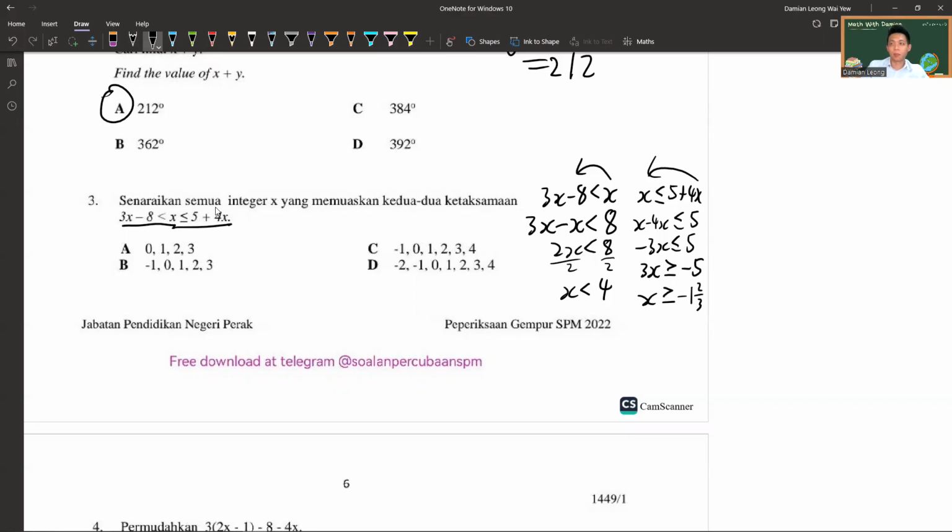So x more than this, less than this. x more than negative 1, 2 over 3 means it can be negative 1, can be 0, can be 1, 2, 3. It cannot be 4 because it's less than 4. It doesn't include 4 itself. So negative 1, 0, 1, 2, 3. Answer would be B.